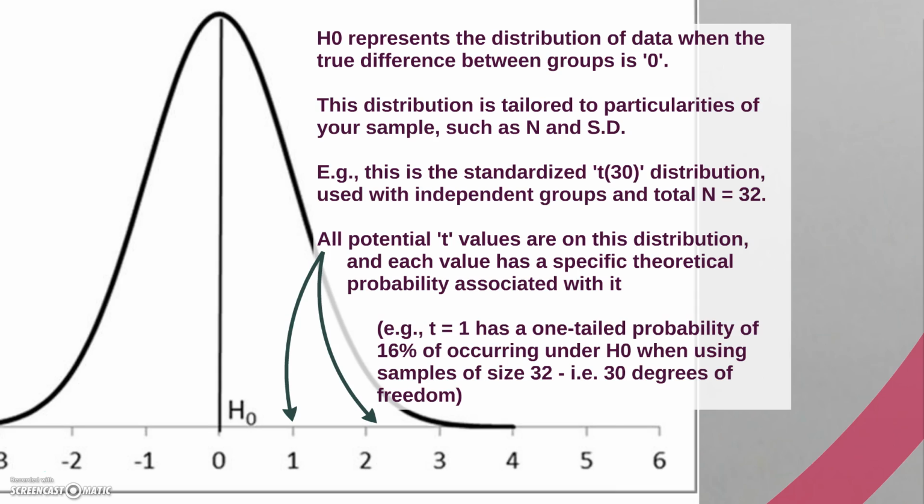Not only that, but because this is a fixed distribution, we know its shape, we know its probability density, all those potential t-values will also have an associated probability. So for example, in this distribution that we have here, a t-value of 1 will always have a probability of occurrence under the null distribution of 16%, under this particular distribution with 30 degrees of freedom. Alright.